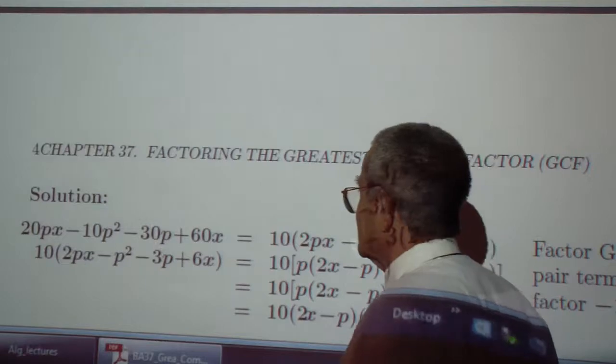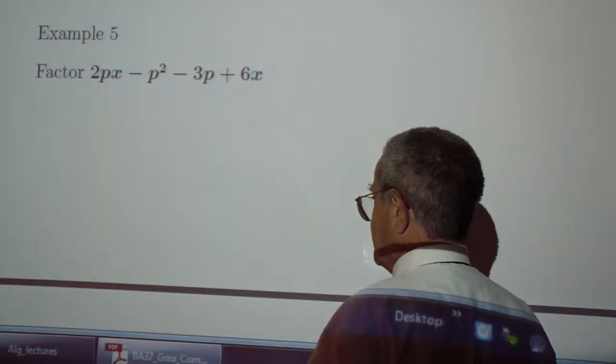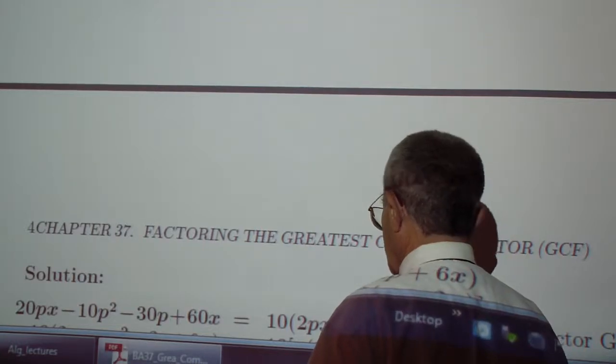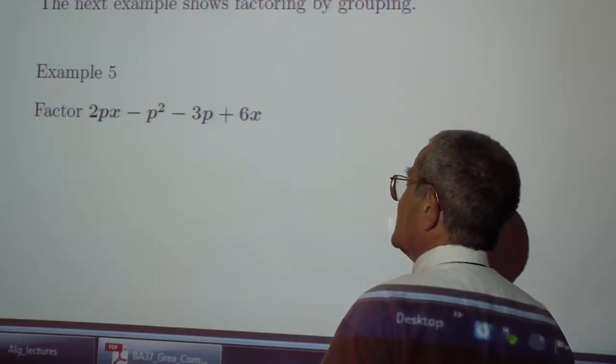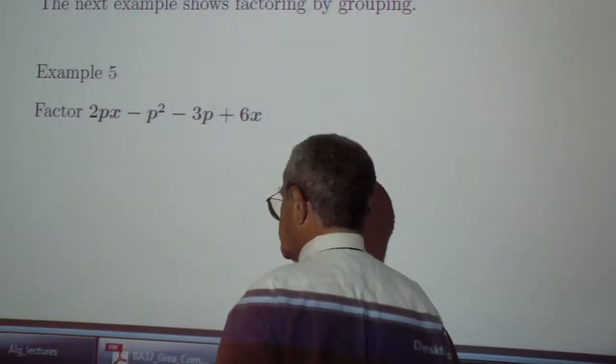How about pair these two? Oh, I could factor out a 10? Or not on this example. I suspect that I meant this to be 20, 10, 30, and 60.